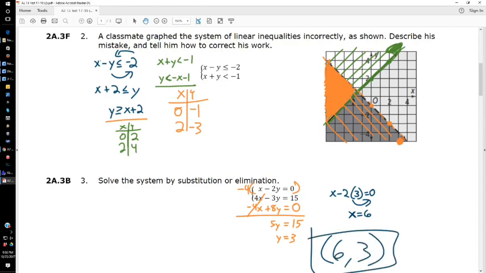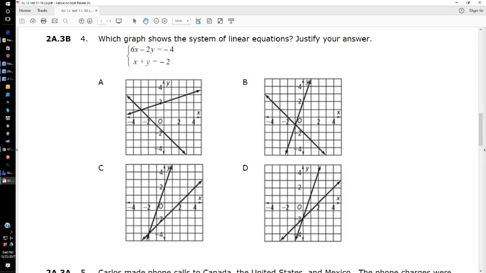Alright, let's keep rolling. Which graph shows the system of linear inequalities? Justify your answer. Okay, first things first, let's solve for y. Let's do this one real quick, the one on the bottom. Move that over there. y equals -x minus 2. Yeah, that was hard. Let's do the other one.